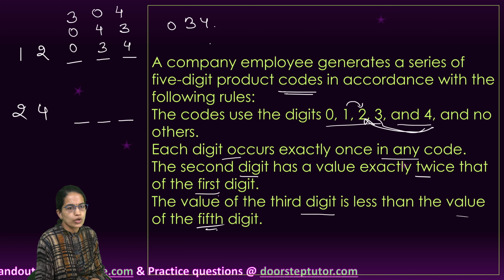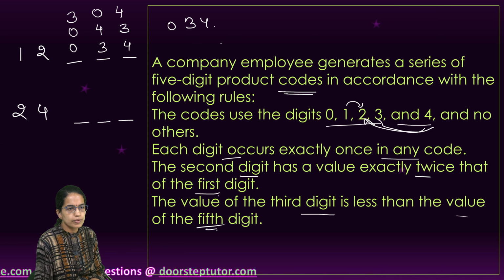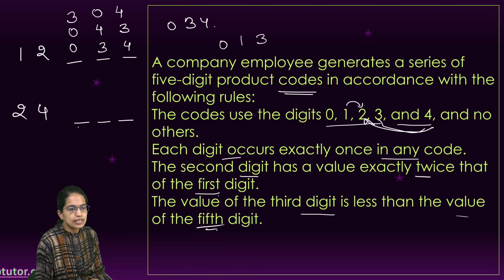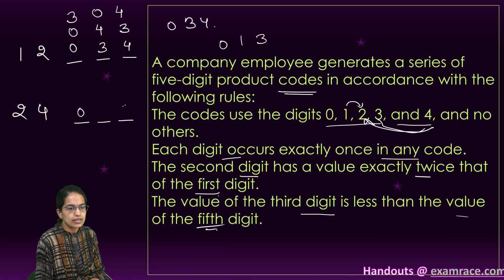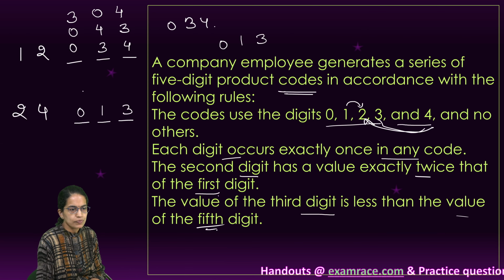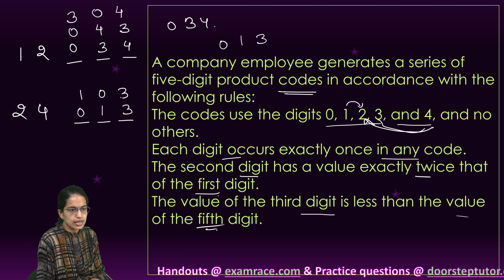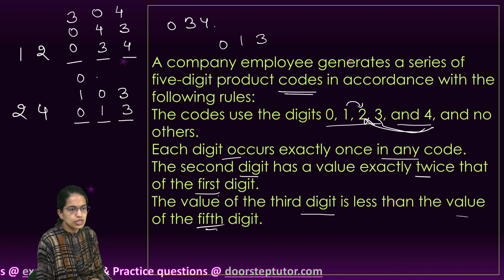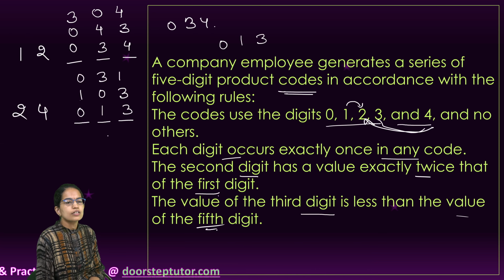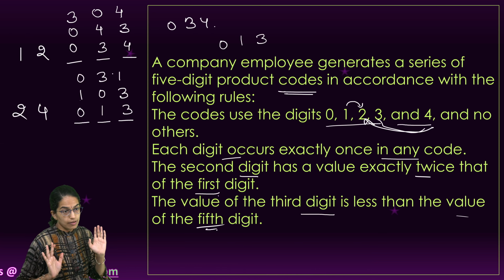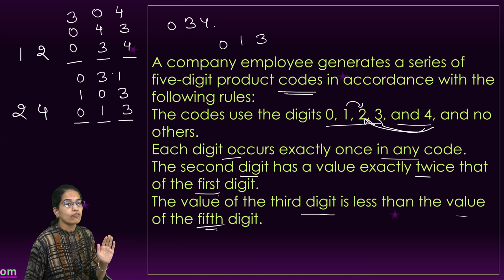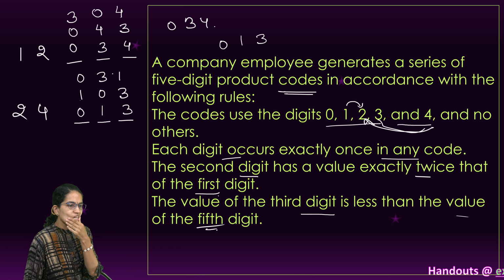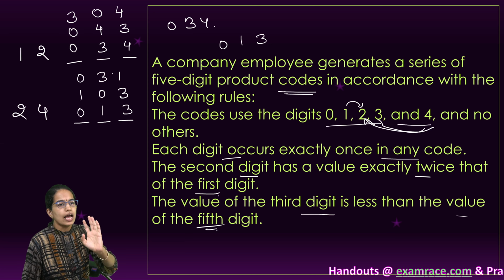With 2 and 4, what are the remaining numbers? The remaining numbers are 0, 1 and 3. And the third digit should again be less than the fifth digit. So it can be 0 here and 3 here, and I can have 1 here. It can be 1 here, 0 here and 3 here. So again 1 is less than 3, and I can have 0 less than 1 and 3 here. These are the combinations that I can have at maximum. Clear?